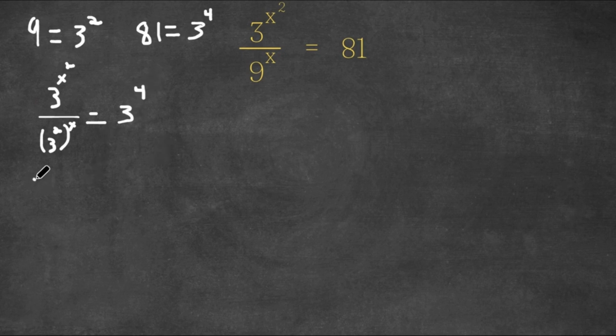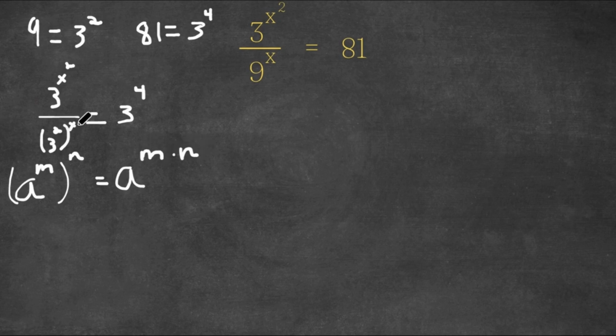Now, if we have something in the form a to the power of m to the power of n, this is equal to a to the power of m times n. So 3 squared to the power of x is going to equal 3 to the power of 2 times x, which is the same thing as 3 to the power of 2x. And this is still equal to 3 to the power of 4.